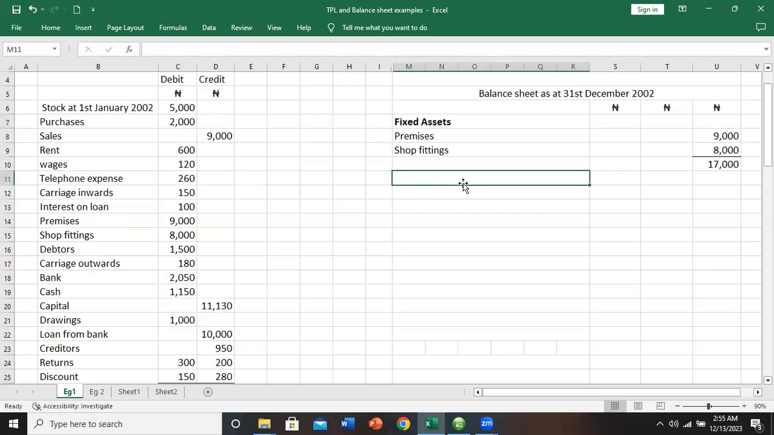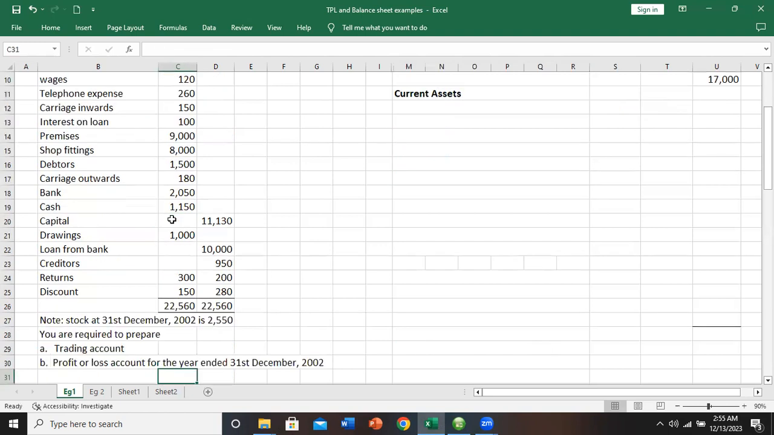Now, when you finish with the fixed asset, the next one is the current assets. The current assets. And the current asset, you and I have just agreed that we have the following as the current asset: stock, which is the closing stock. So come to the question and pick your closing stock. So you write your stock and you put it at the middle column, the second column, 2,550. The next one per the format is debtors.